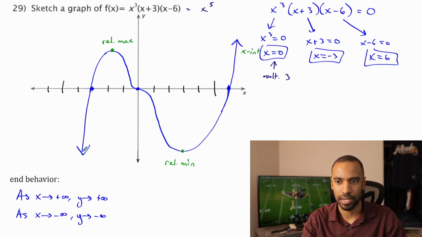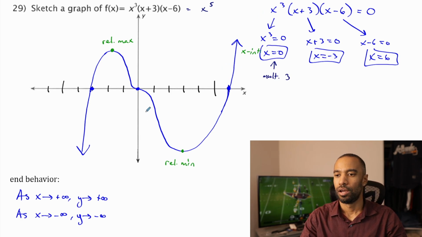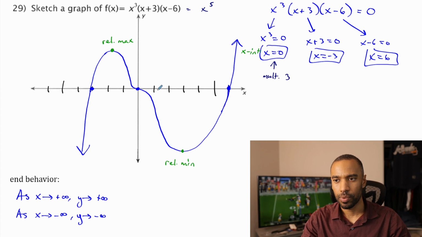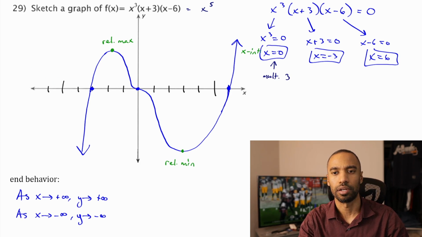But you can tell it's negative until it hits -3. It's positive, and by positive I mean above and below the x-axis. It's positive until it hits x equals 0. It's negative until it hits x equals 6. And it's positive the rest of the way. So there we go. I think we covered all that I'd want to cover there. We're good. Let's go forward.